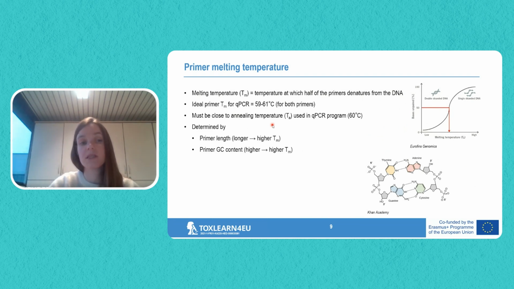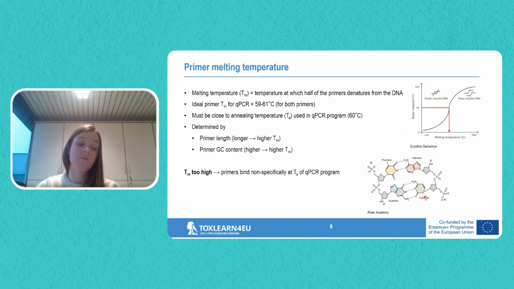And the other factor that determines the melting temperature is the GC content of the primer. So primers with a higher GC content generally have a higher melting temperature. And the reason for this is that guanine and cytosine are coupled by 3 hydrogen bonds, whereas thymine and adenine are coupled by only 2 hydrogen bonds. And as such, denaturing guanine and cytosine requires more energy and hence results in a higher melting temperature.